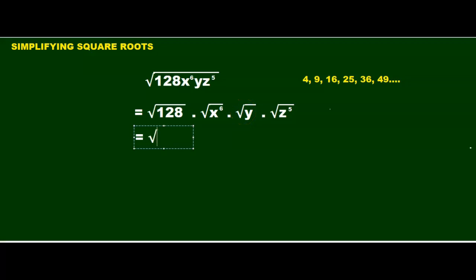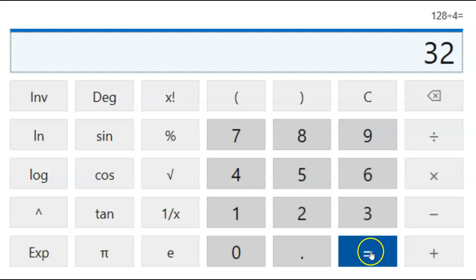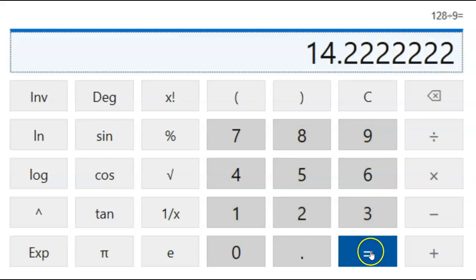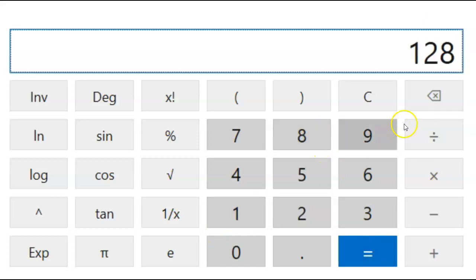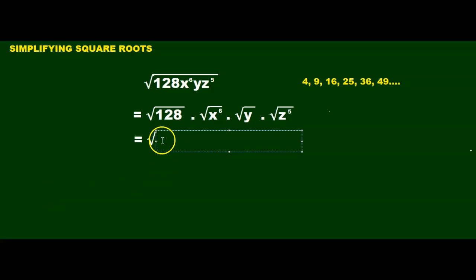Let's think of our factors of 128 that are perfect squares. So let's put in 128. Let's do 128 divided by 4. We get 32. Let's try to find a bigger perfect square that's a factor of 128. So 128 divided by 9. No. 128 divided by 16. Yes, that looks good. So we found that 128 is 16 times 8.